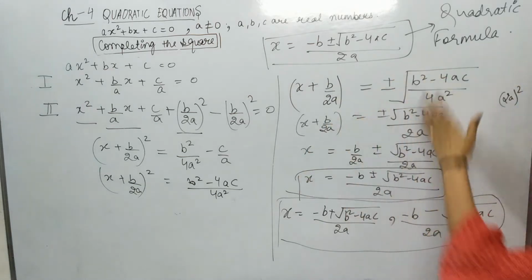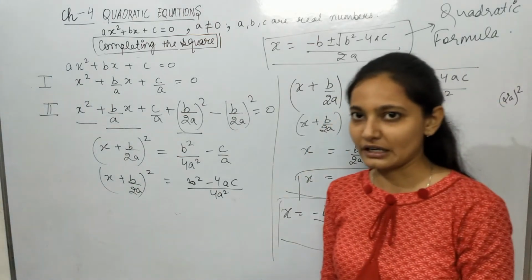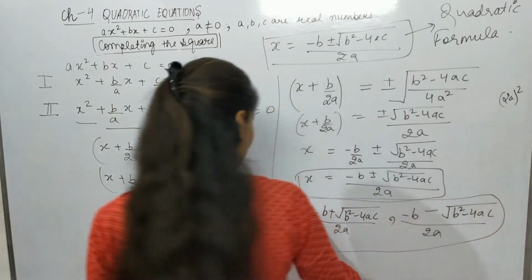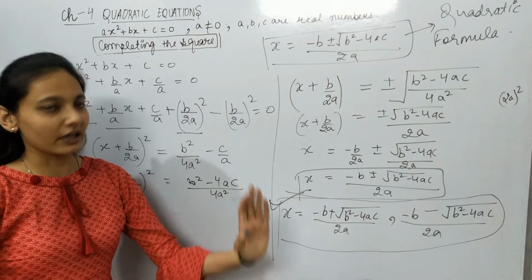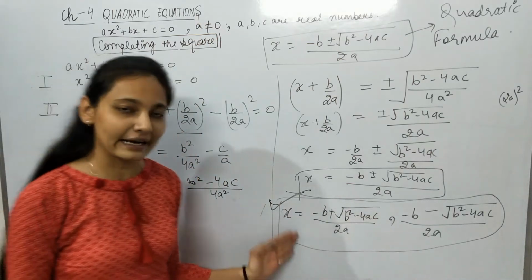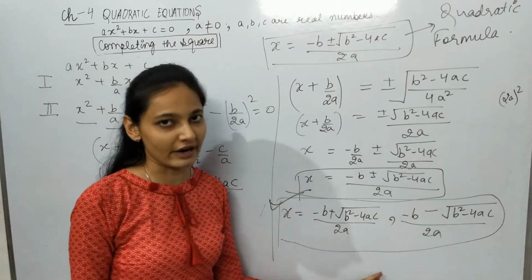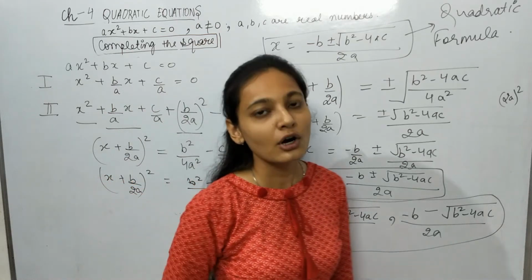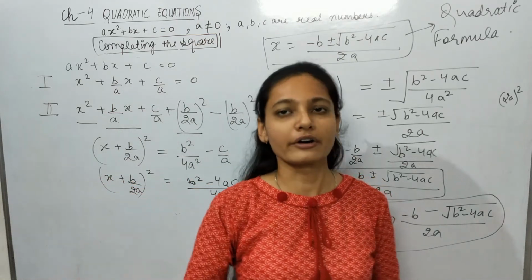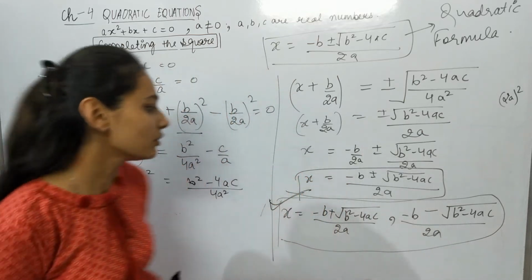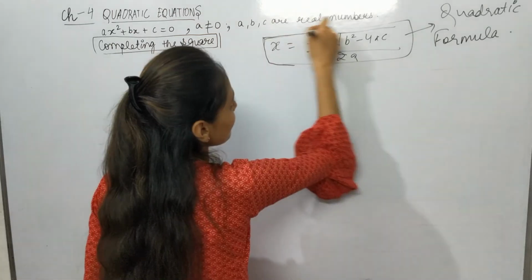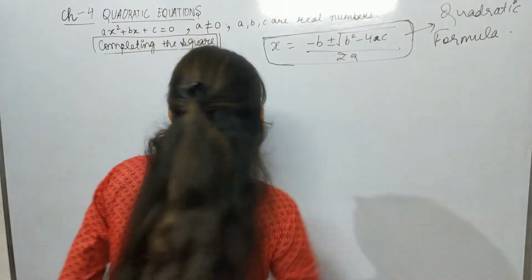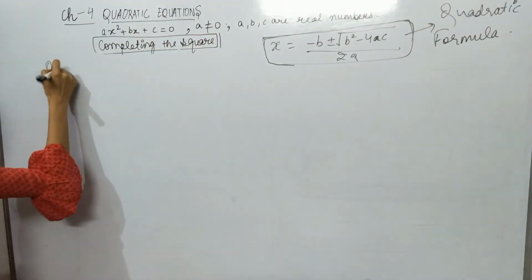By doing this method fully, you can find the roots of the quadratic equation. But by using this formula directly, comparing a, b, c of your quadratic equation with the general form, you can get directly the solution of the quadratic equation, or the roots, or the values of x for which that quadratic equation is satisfied. So this is the deduction of the quadratic formula. Okay. Now let us see the question.